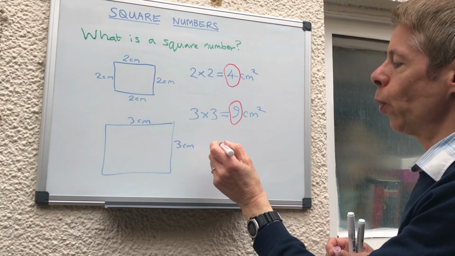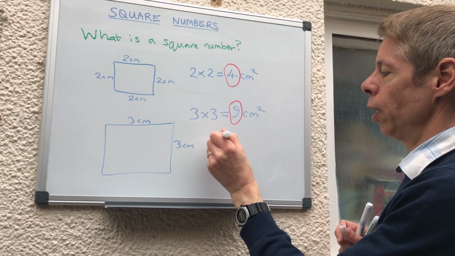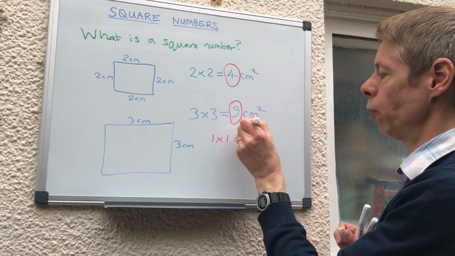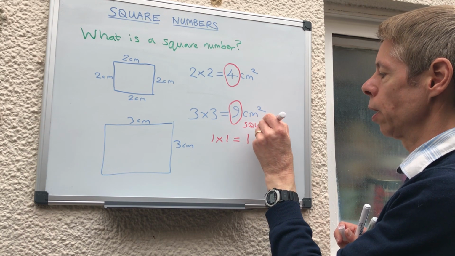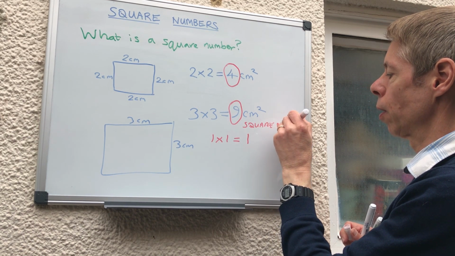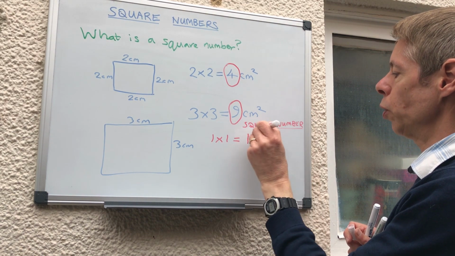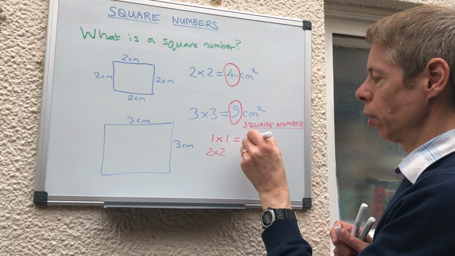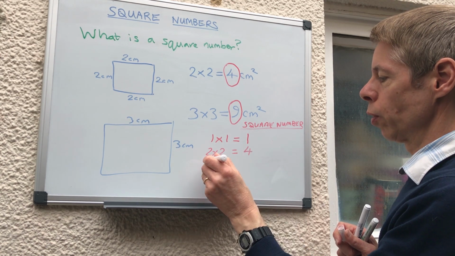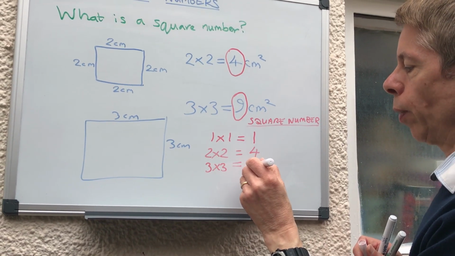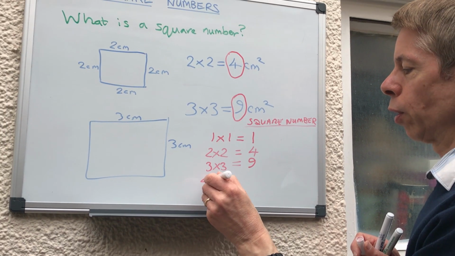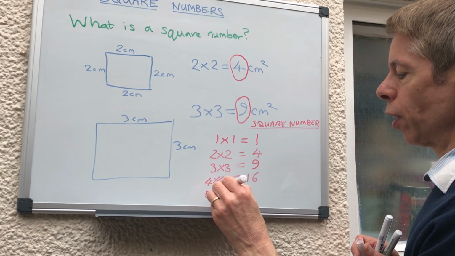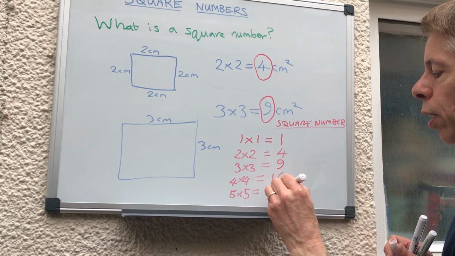So if we look down here, square numbers are the result or the product of timesing a number by itself. So 1 times 1, so 1. So if we just write the fact that that is the square number. Right, so 2 times 2, the square number there is 4. 3 times 3, the square number there is 9. 4 times 4, square number there is 16. 5 times 5, square number there is 25.